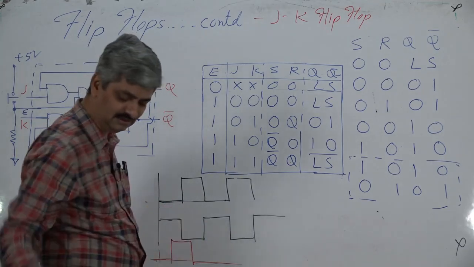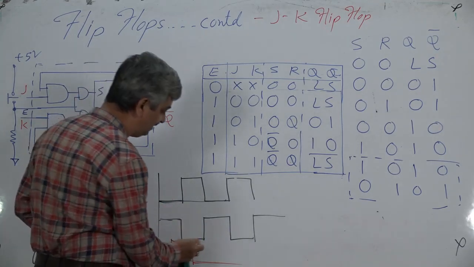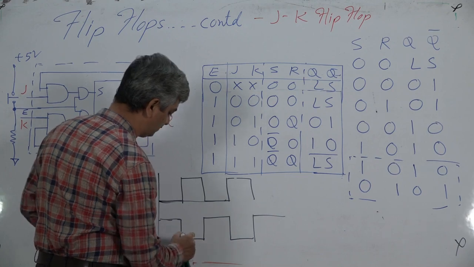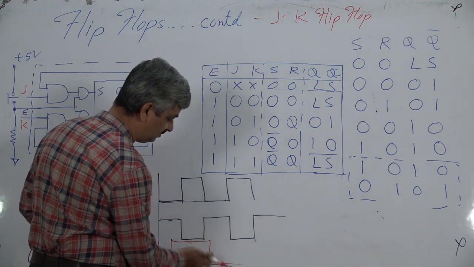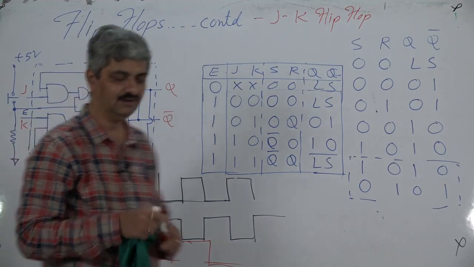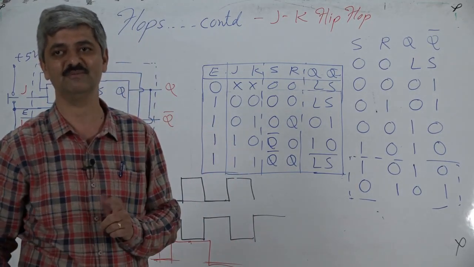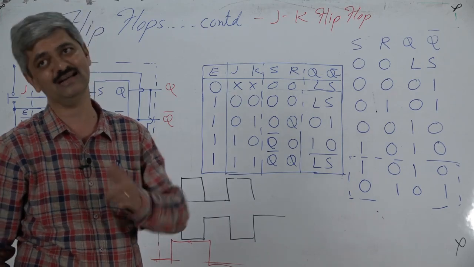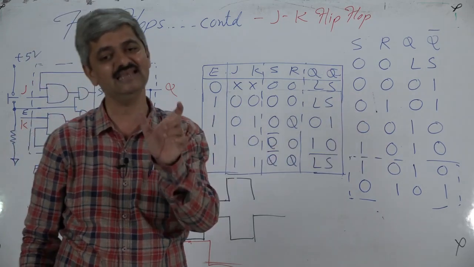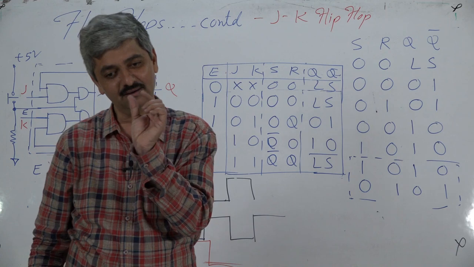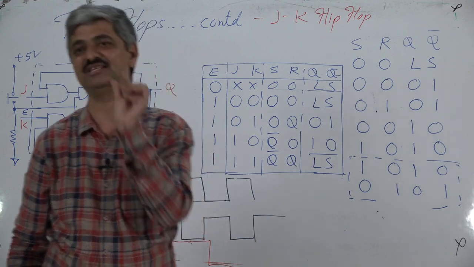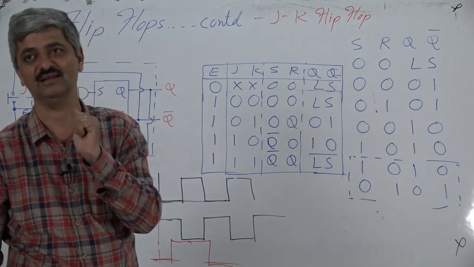Now, but say if it is somewhat wide, then it may toggle twice. So, by having E, you can restrict it to once or twice, maybe thrice. But when E was not there, it was continuously toggling. When E is there, by putting a pulse at E, you can stop the toggling.